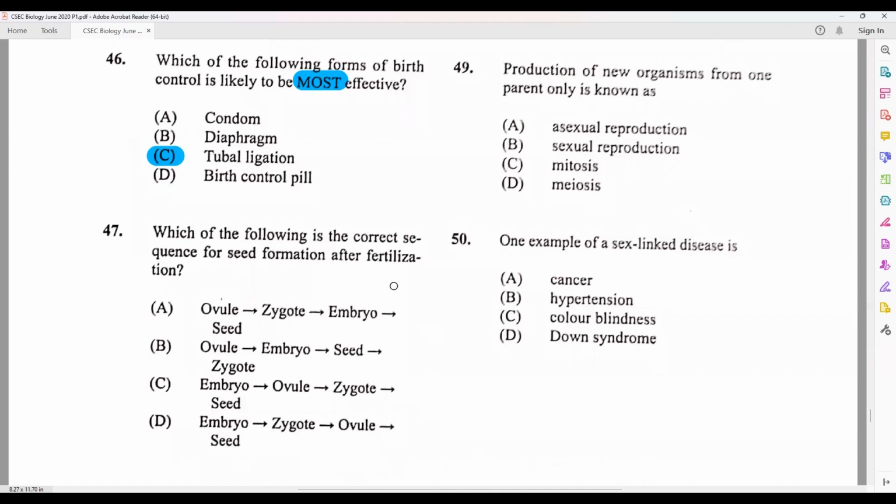Which of the following is the correct sequence of seed formation or fertilization? And we are starting off with an ovule, obviously, because we have to have fertilization. Fertilization is the fusion of the two gametes. So the ovule has been fertilized and it forms a zygote before going to embryo, then completing its journey of seed formation to form the seed, which makes it A.